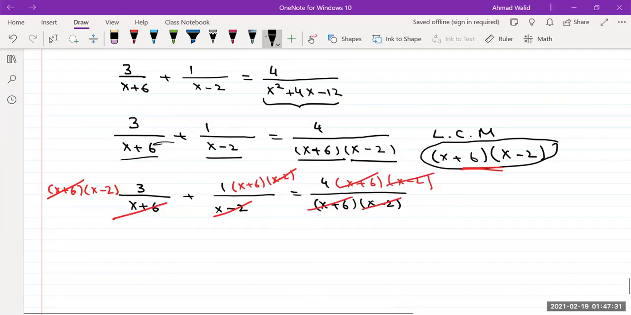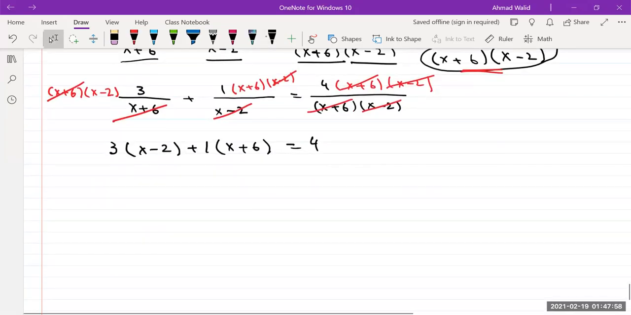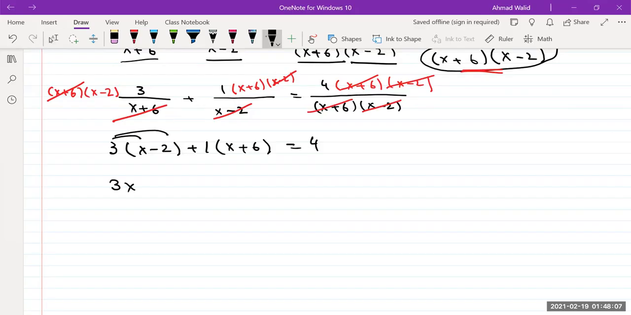Now rewrite your equation with the leftovers. What is left in the first term? 3 times x minus 2. Plus what is left in the second term? 1 times x plus 6. I shouldn't even write this one, but because it's the first example, I will write it for you. Equals what is left on the other side? Only 4. You see the denominator is gone. Now it's a simple linear equation, and I explained to you how to solve it. Distribute 3 to both. It gives you 3x minus 6 plus x plus 6 equals 4.